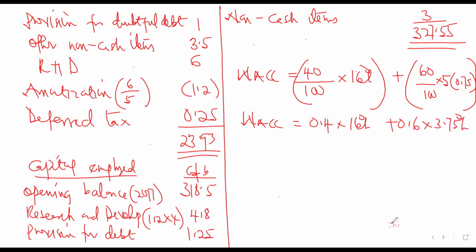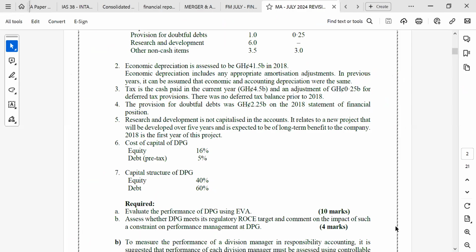Yes, 0.0375. The first one, the 40 over 100 times 16 plus 60 over 100 times what? 5, but I don't know what is multiplied to it. It is 0.75, the after tax rate. Our tax rate is 25%, so the portion that we are retaining is 75%.